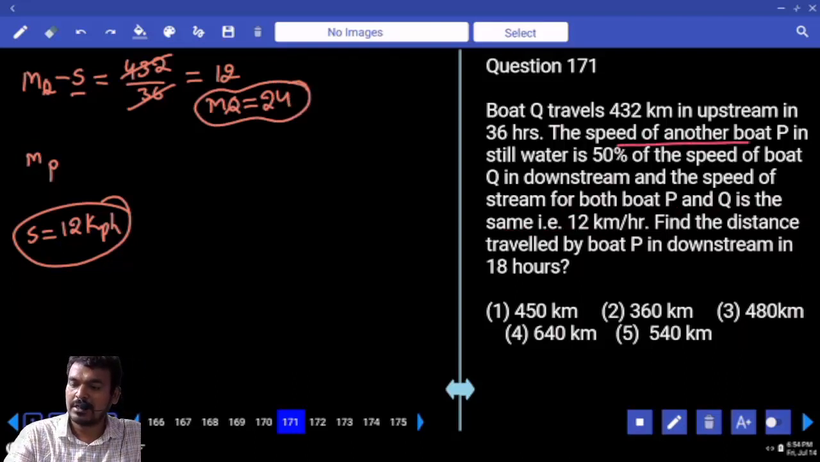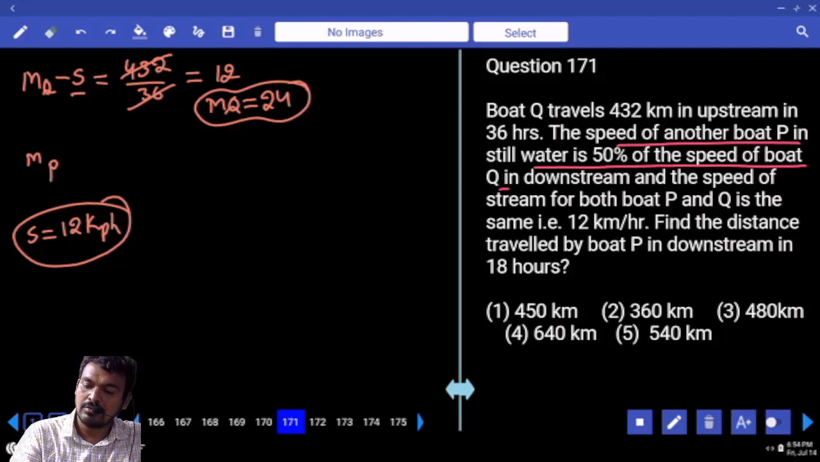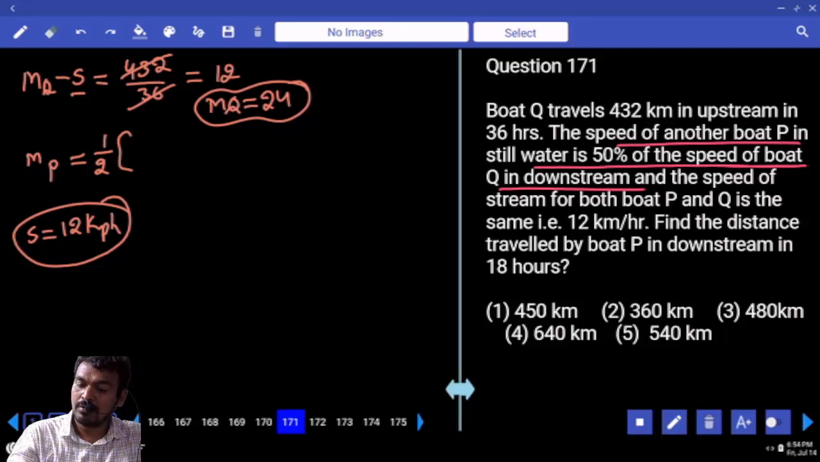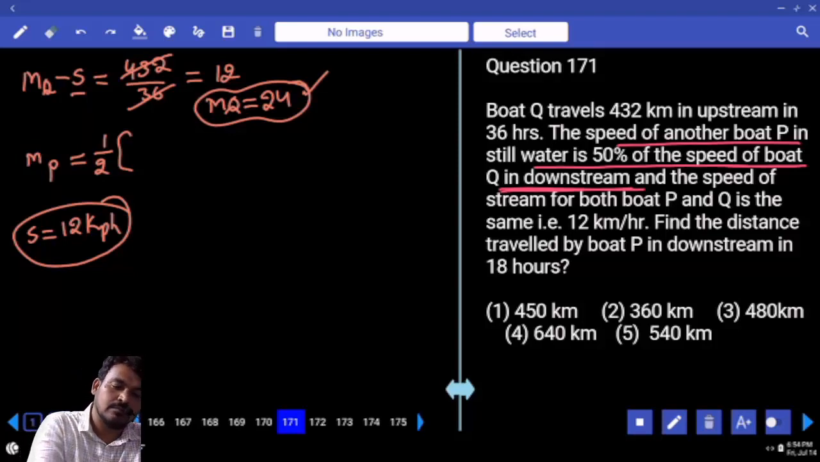And what is the second point given? The speed of the other boat P in still water is 50% of which one? Speed of the boat Q in downstream or upstream? Downstream. Means MP value is 50%, that is 1 by 2, of the speed of boat Q in downstream. What is the MQ value? 24. What is the S value? 12. 24 plus 12 is 36. What is half of 36? 18. That is MP.